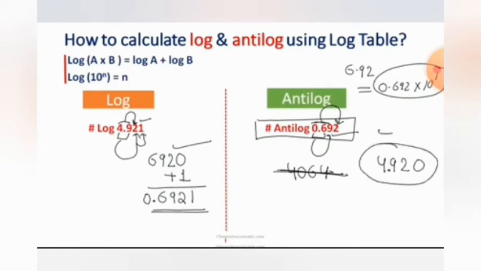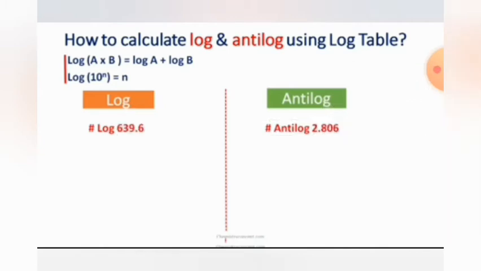The value is 4920. Therefore, here the decimal point is after the first digit, so we can write it as 10 raised to 1.